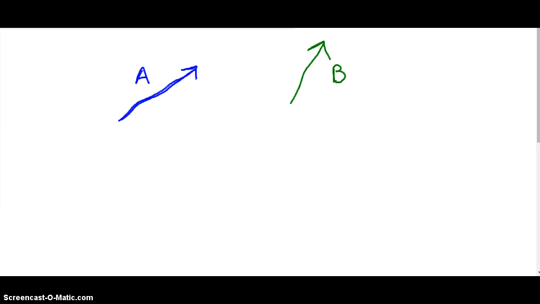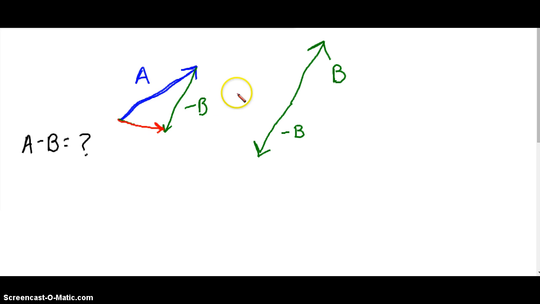If I wanted to know what is A minus B, I'm going to flip this B vector 180 degrees in the opposite direction. So it's going to be facing the opposite way. So this is negative B. And then I'm just going to add A plus negative B, just the way I would have added A plus positive B, only negative B is flipped 180 degrees in the opposite direction.